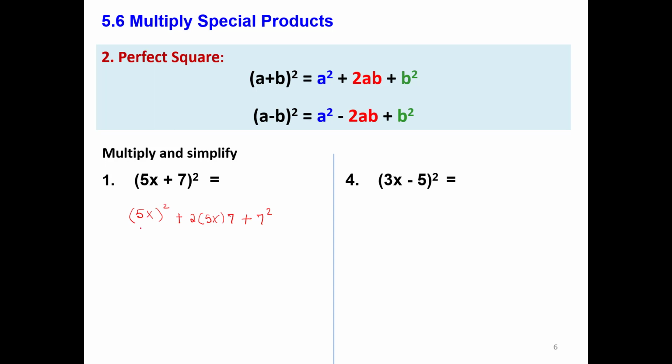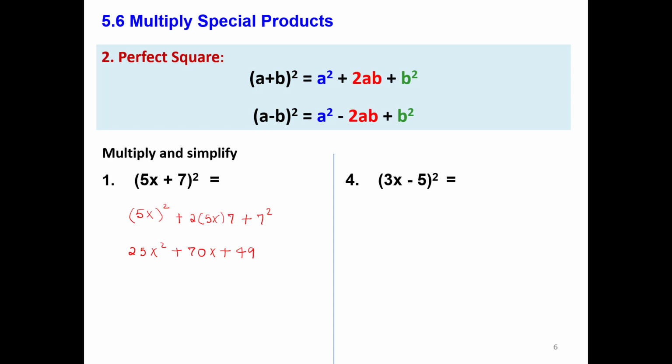Now let's multiply. 5x to the second power will be 5 times 5 is 25x squared, plus 2 times 5 is 10, 10 times 7 is 70x, plus 7 to the second power is 49. And this is the answer.